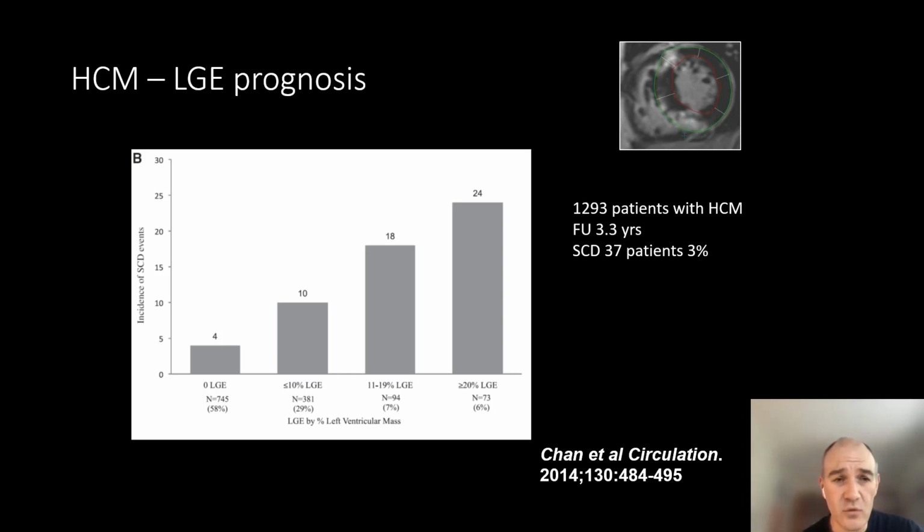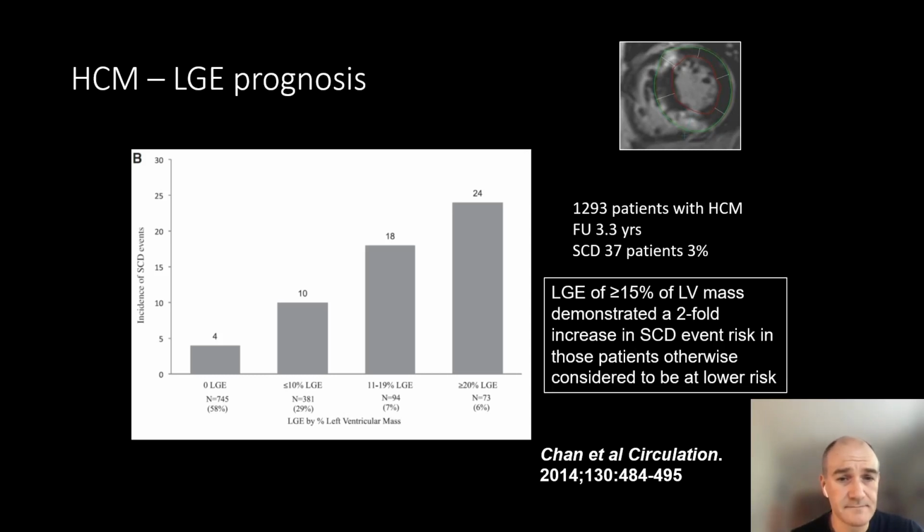It does appear that the more fibrosis or scarring you have, as evidenced by late gadolinium enhancement, the worse your prognosis is across most of the cardiomyopathies we're going to be discussing today. Late gadolinium enhancement of greater than 15% of LV mass demonstrated a 2-fold increase in sudden cardiac death. So it really is a significant finding if you do see scarring in these patients with hypertrophic cardiomyopathy.